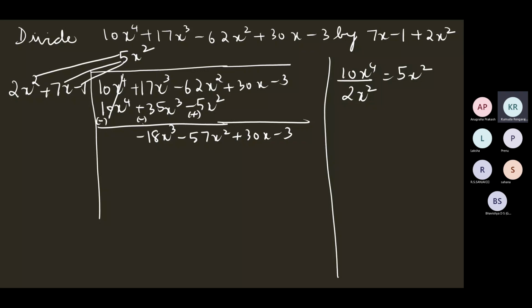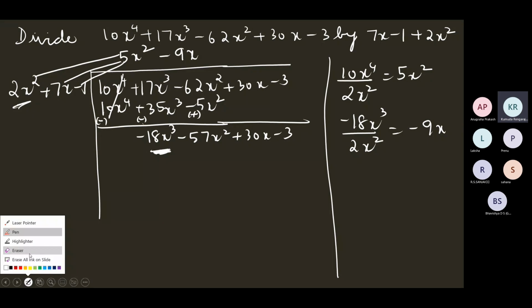Now to find the second term in the quotient, divide minus 18x cubed by 2x squared. That is the first term of this dividend. This is the new dividend. First term by the first term here. So that will give you minus 9x. So write minus 9x.